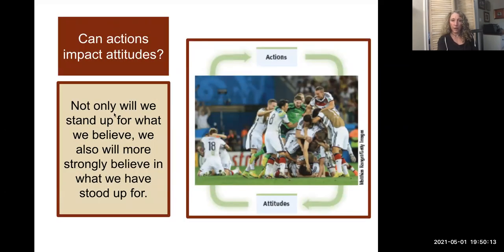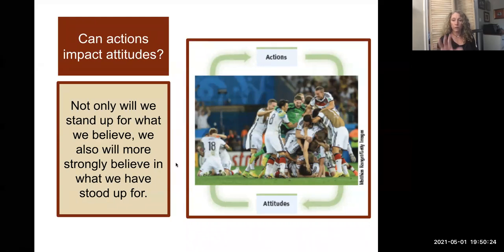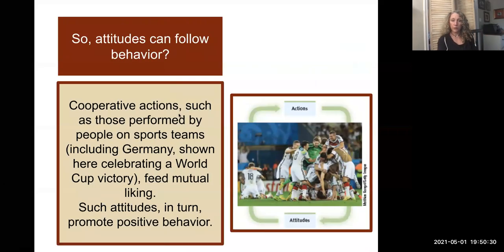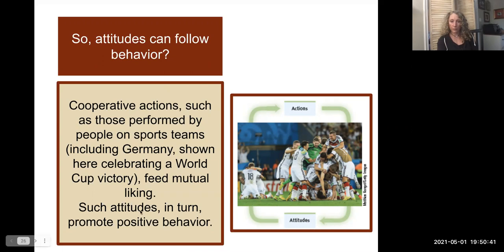Can actions impact attitudes? Not only will we stand up for what we believe, we also will more strongly believe in what we have stood up for. So they can mutually influence each other. So attitudes can follow behavior. Cooperative actions, such as those performed by people on sports teams, including Germany, shown here celebrating a World Cup victory, feed mutual liking. Such attitudes in turn promote positive behavior.